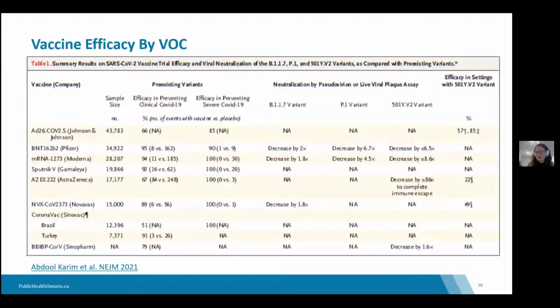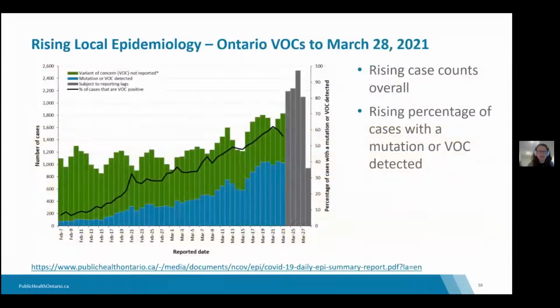When we start to look at laboratory-based studies about how well neutralization is happening from the antibodies produced by vaccine, we start to see slight reductions against the B117, and then more significant reductions against the P1 and the B1351. And then in clinical studies, where we're actually looking at efficacy in settings where the B1351 is largely circulating, we're seeing more moderate to severe reductions in vaccine efficacy. Next slide.